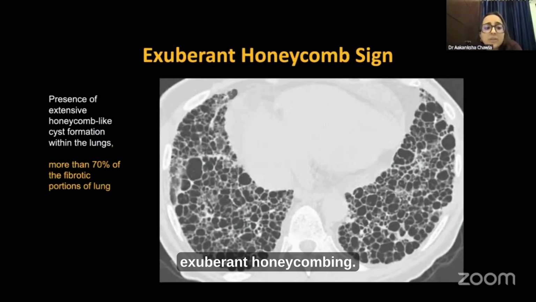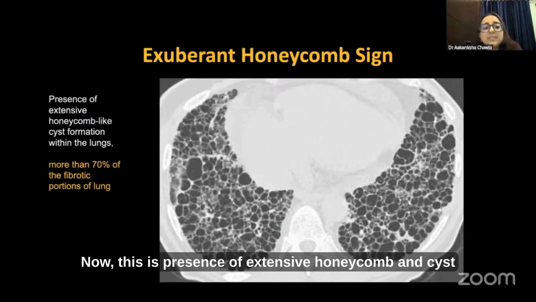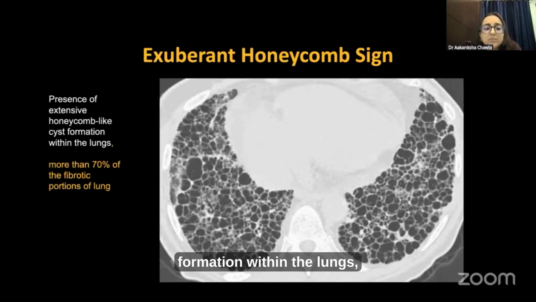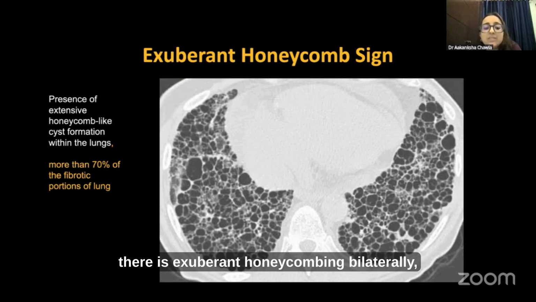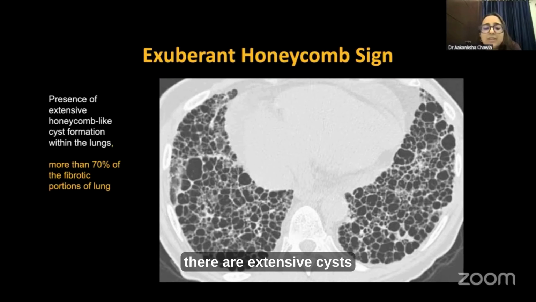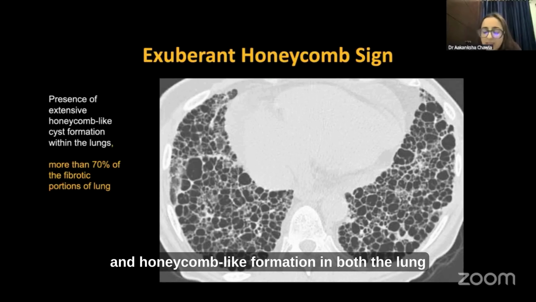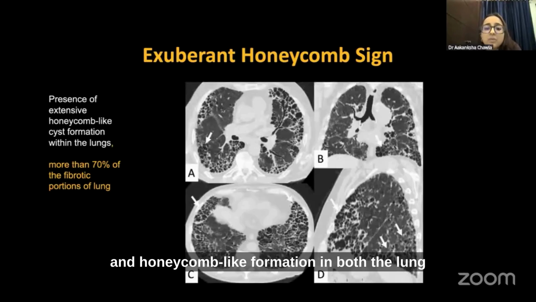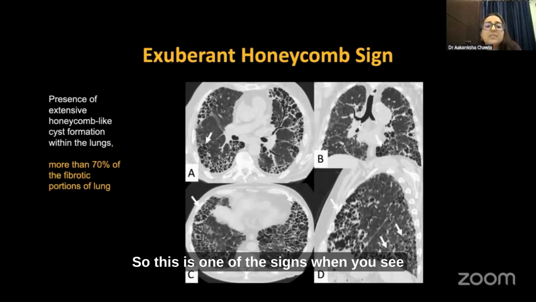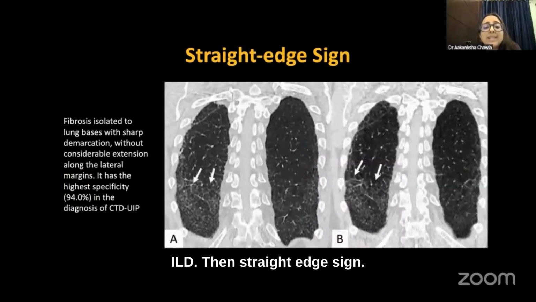like your exuberant honeycombing. Now, this is presence of extensive honeycomb and cyst formation within the lungs. More than 70% of your fibrotic lung is covered. As you can see, there is exuberant honeycombing. Bilaterally, there are extensive cysts and honeycomb-like formation in both the lung fields. Again, this is another exuberant honeycomb sign, another presentation from a different patient. So this is one of the signs when you see, you are made to think of your patient having connective tissue disease related ILD.